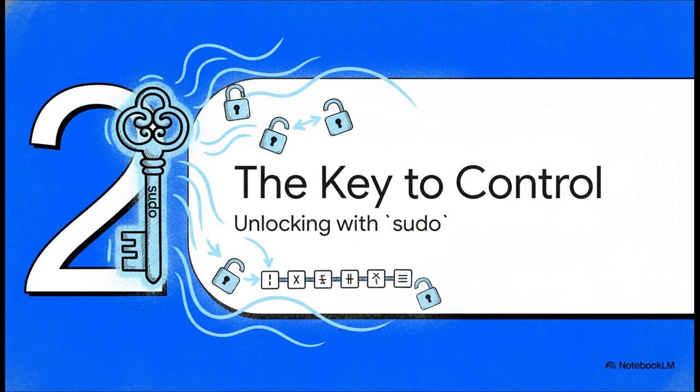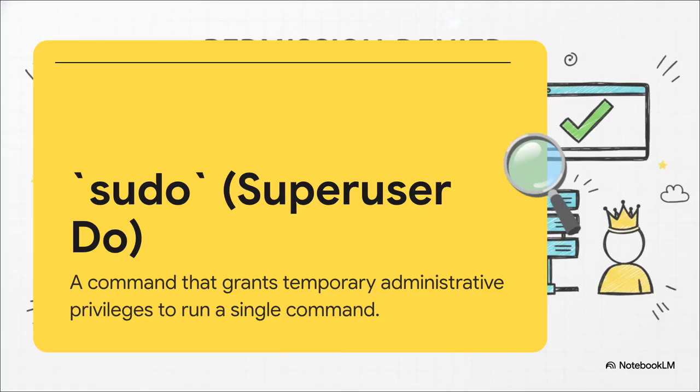Well, we need a key. And that key is a 5-letter command that is about to become your new best friend. Meet sudo. It literally stands for super user do. You can think of it as your magic wand. It doesn't permanently make you a super user. Instead, it lets you execute just one single command as if you were the super user. It's temporary, it's on demand, and it's incredibly powerful.